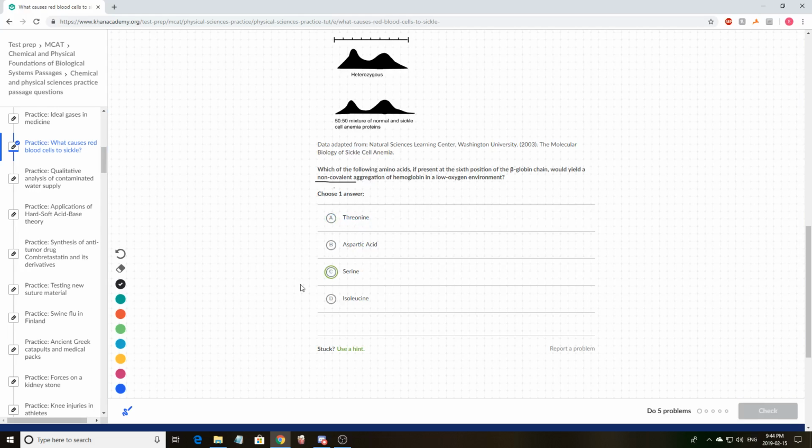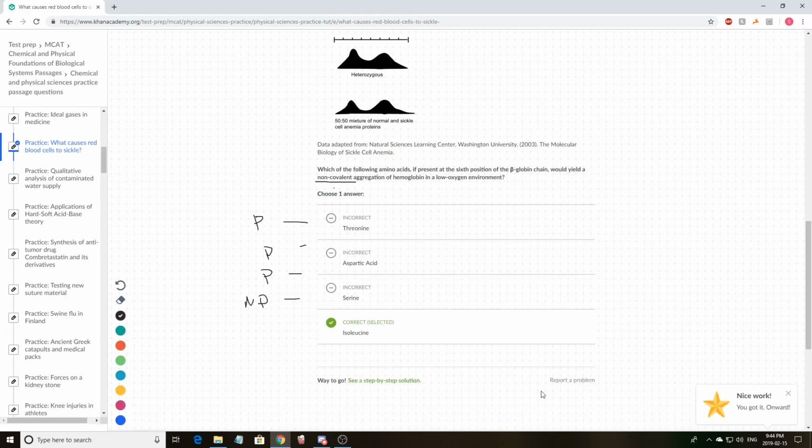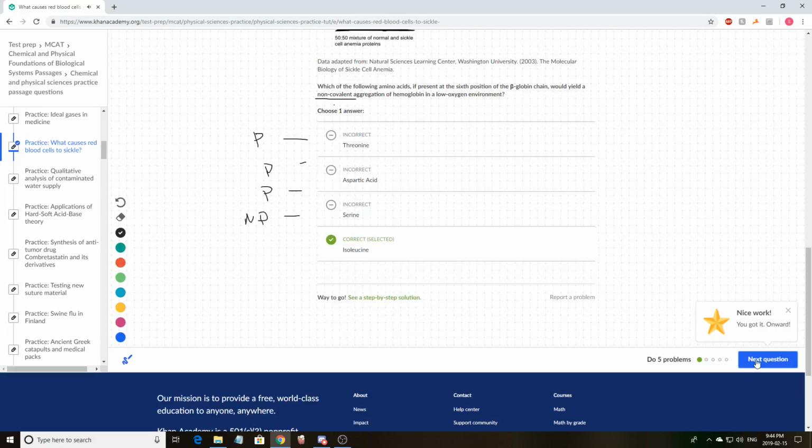So it can't be either one of them. And we also know that aspartic acid is an acid, meaning that it has an acidic residue, which means it is also polar. So we have these three residues that are polar. Now isoleucine, when compared to the other three, is the only non-polar residue within this list. So it's most likely to be the answer. So let's check, and it is.